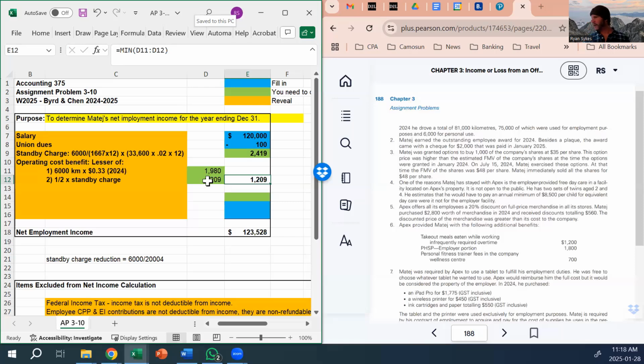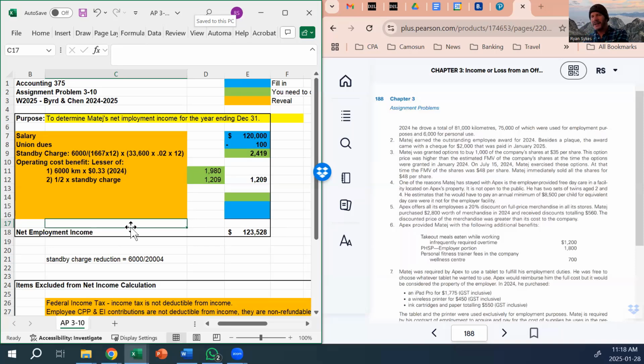Over to our right, Matei earned the Outstanding Employee Award for 2024. Besides a plaque, the award comes with a check for $2,000 that's paid in January 2025. I'm sure most people are looking at that saying, hey, it's money. If you get money from your employer, of course, you have to include that in your income.